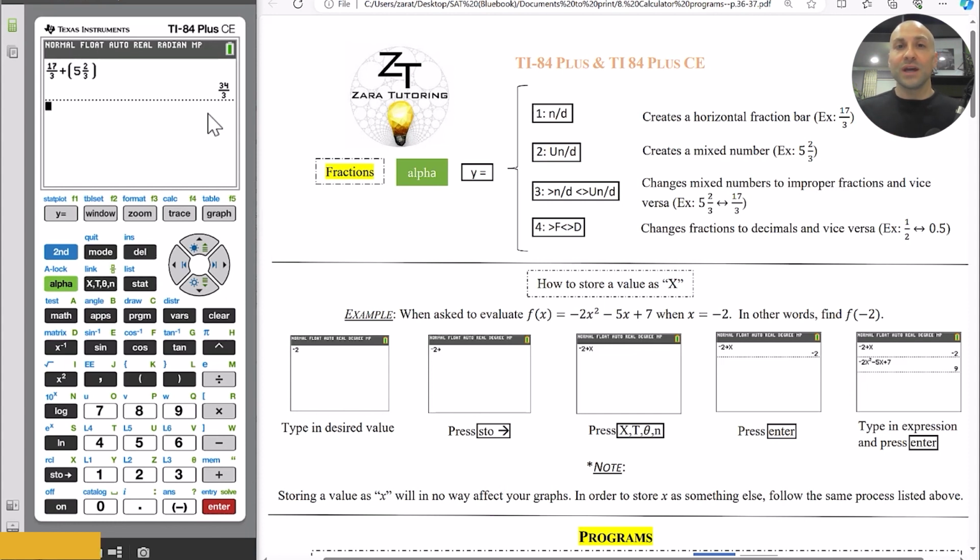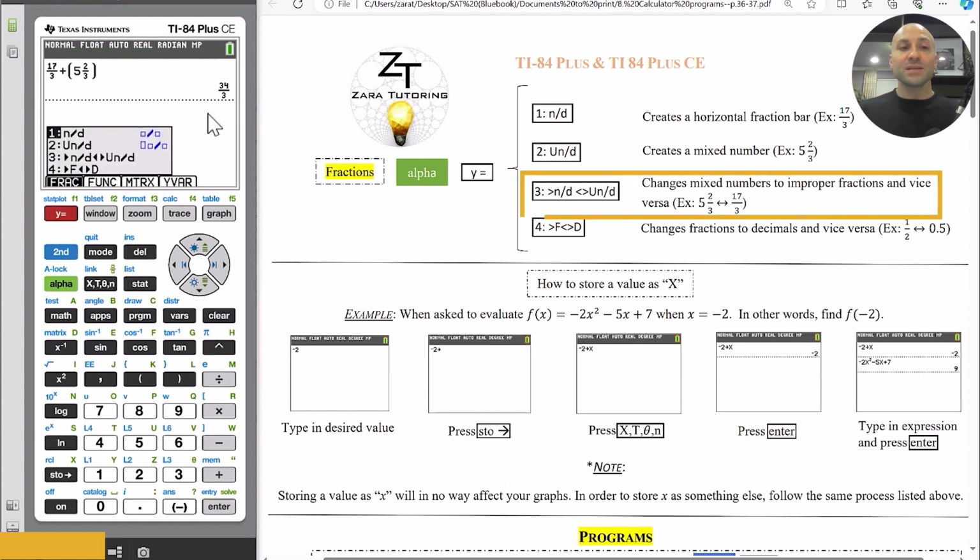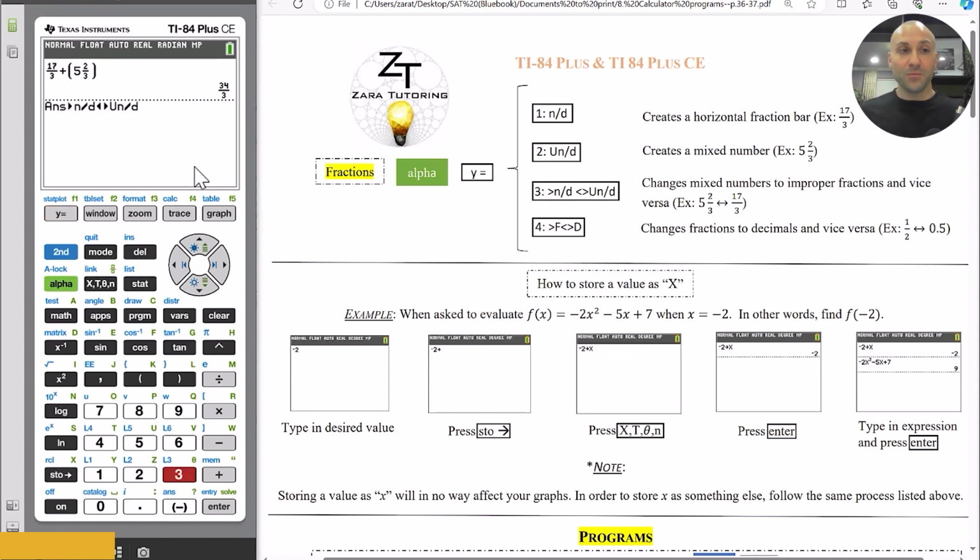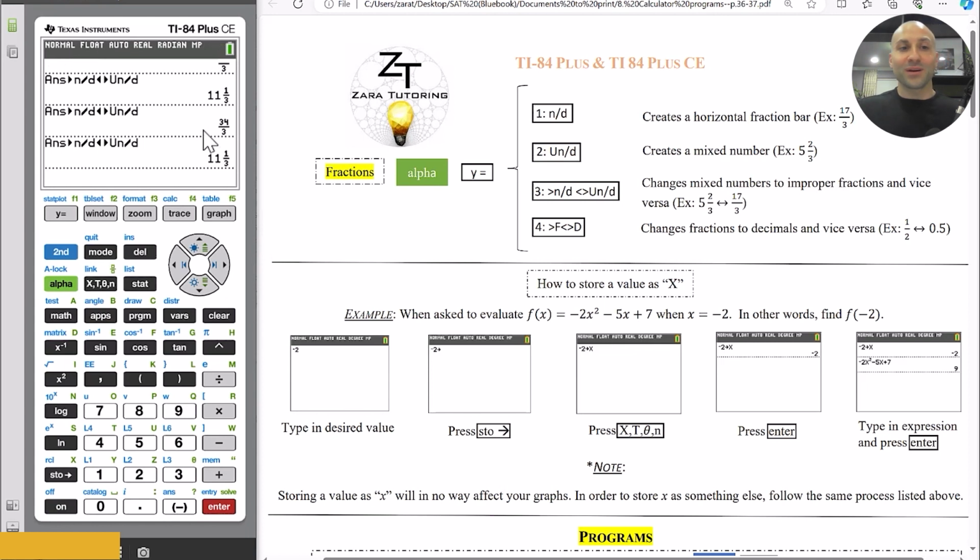If I want to turn an improper fraction to a mixed number or vice versa, that's where we get to the third function here. So let's go to alpha y equals, and notice functions 3 and 4 all have to do with changing from one type of thing to another. In the case of option number 3, it's from an improper fraction to a mixed number or vice versa. And then we'll get to option 4 in a moment. But let's choose option 3 for now, and then we'll press enter, and it took that improper fraction and turned it into a mixed number. Now if I press enter again, it goes back to an improper, and back and forth, back and forth. So don't get in that loop while you're taking the test. That would take a lot of time. But just so you know, it goes back and forth.